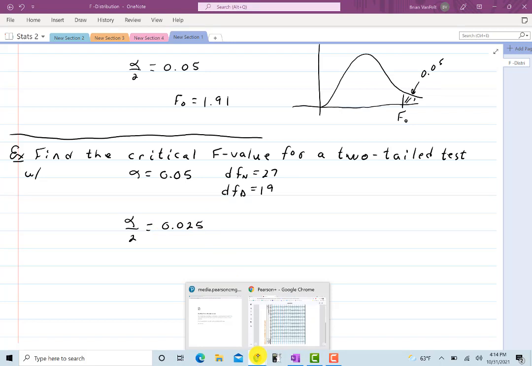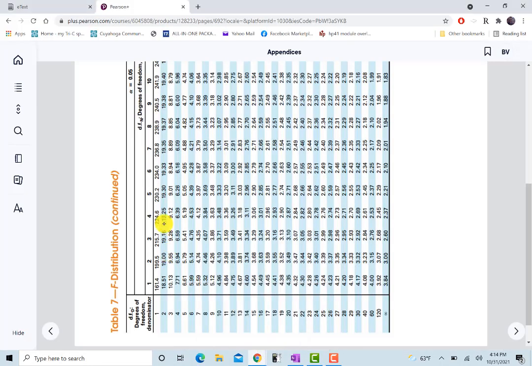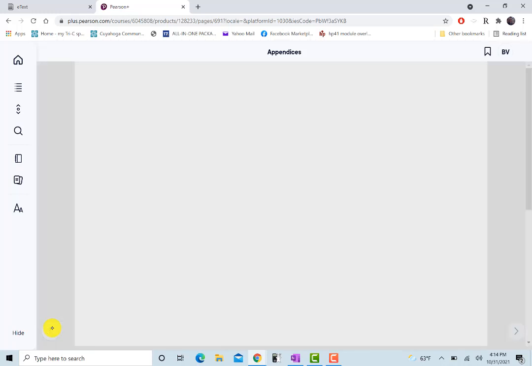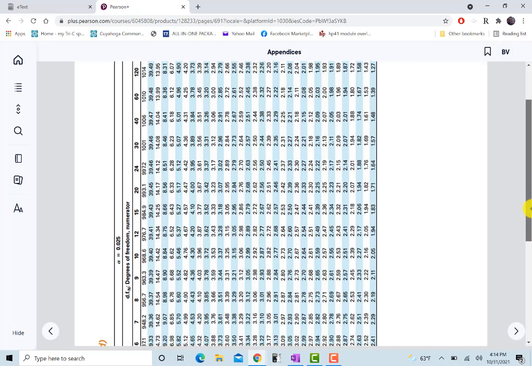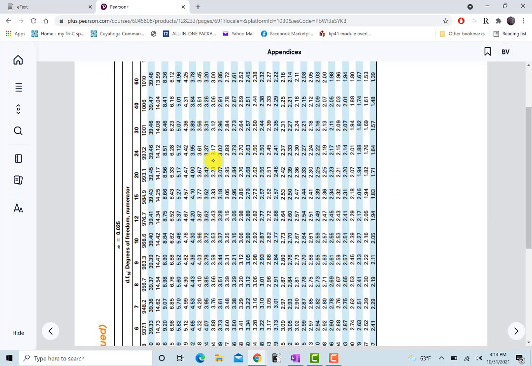I think that was before where I was, so let me go back to that. There's 0.05. Here's 0.025. So I got 27 in the numerator and 19 for the denominator. So right here you can see there's no 27. It goes from 24 to 30. Luckily, 27 is exactly halfway between the two of them, so I can take the two values and take their average.